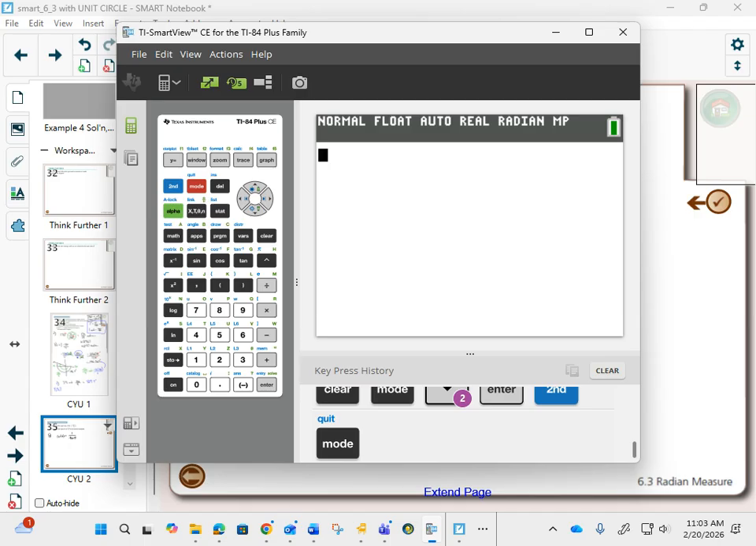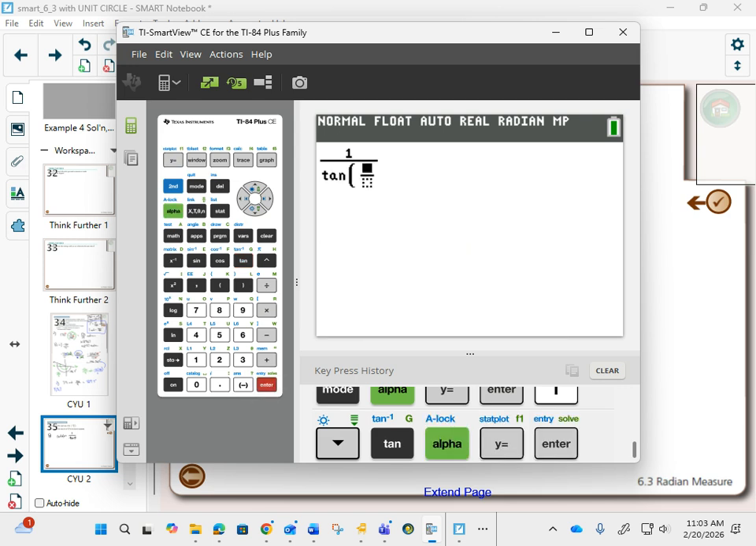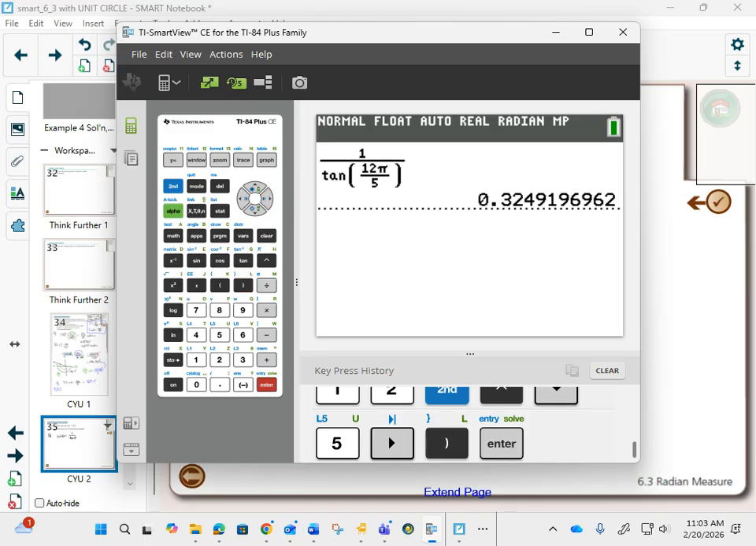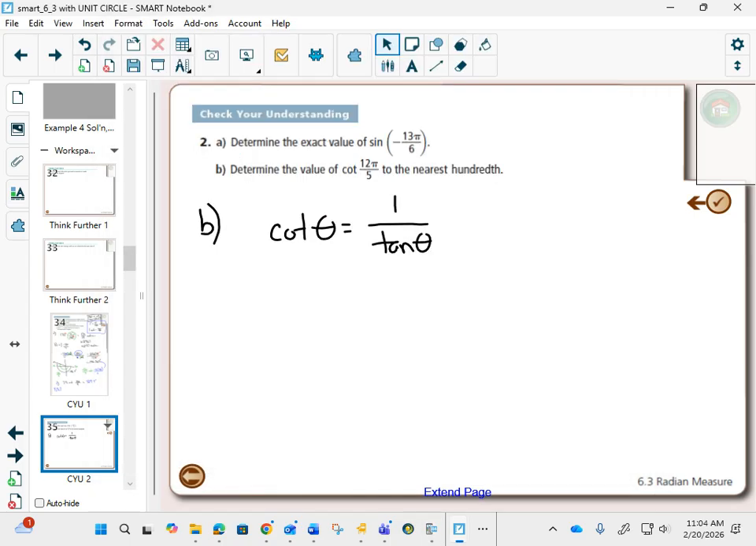And you have a tan button. You don't have a cotangent, so you can write 1 over tan, and the angle was 12 pi over 5. You should have got 0.325 to 3 decimal places.